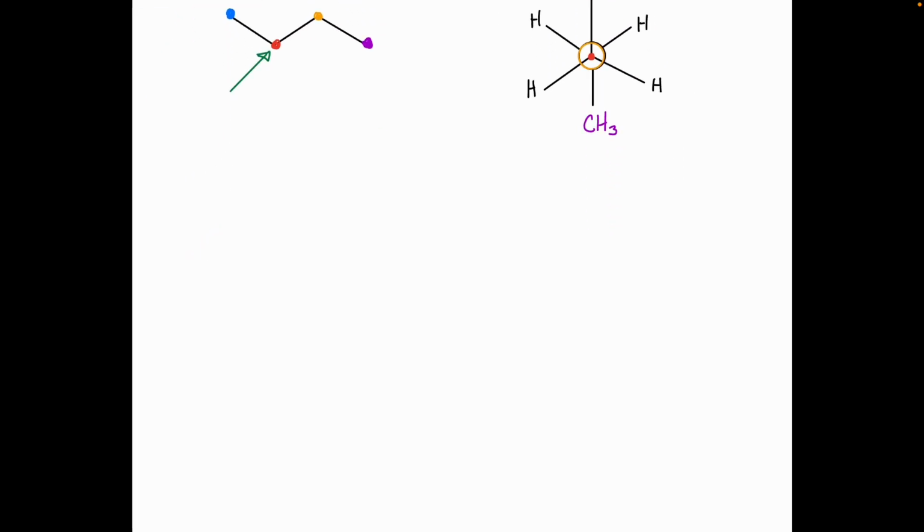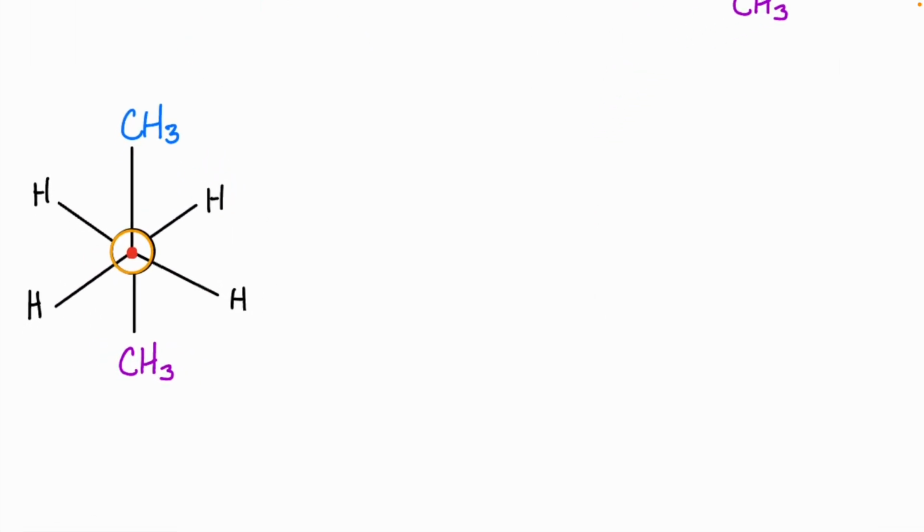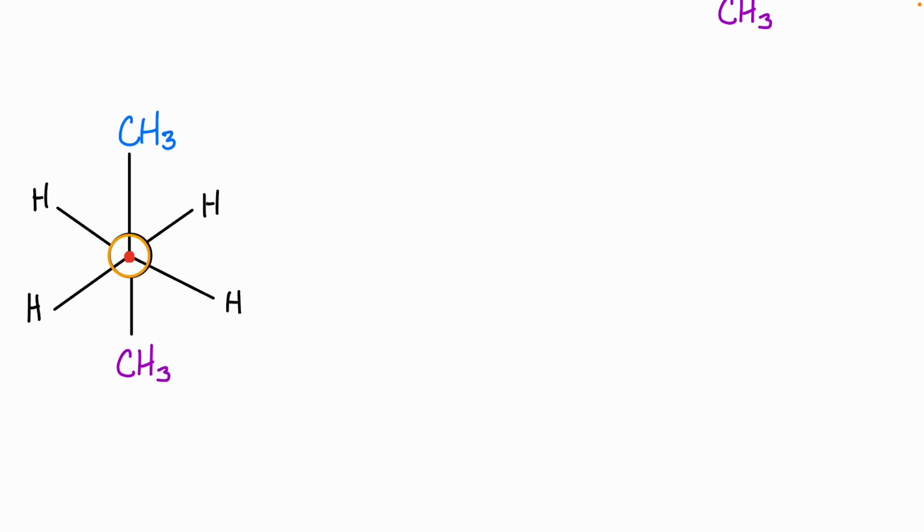So this is what we call a staggered conformation. All those bonds are equally spaced. And with my methyl groups on opposite sides, this is the lowest energy rotational state of that molecule.